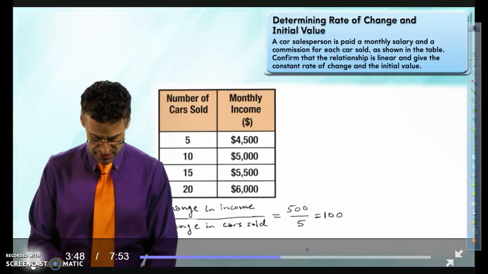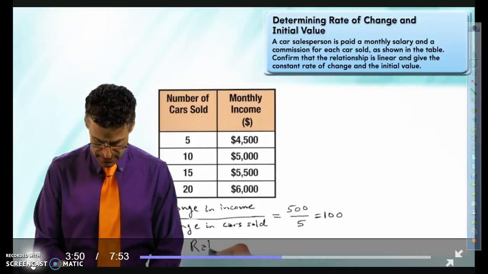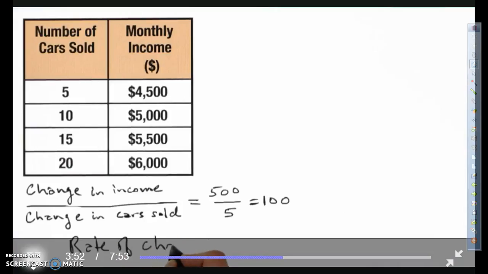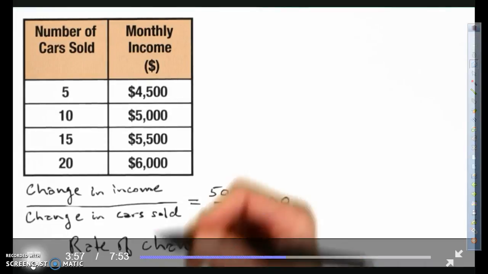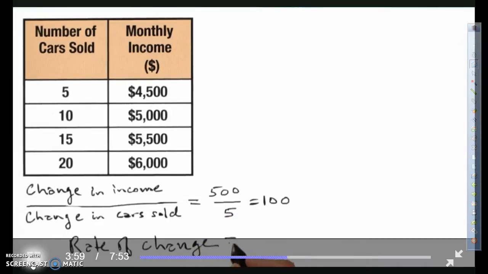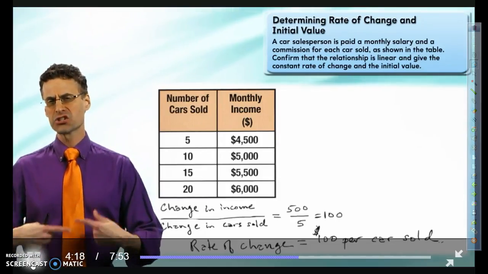So the rate of change, let me write that down, which in fact is exactly what we're trying to find out, that constant rate of change, is equal to $100 per car sold, which means that the salesperson is getting a $100 commission for every car he or she sells. Okay, now, what about that initial value?